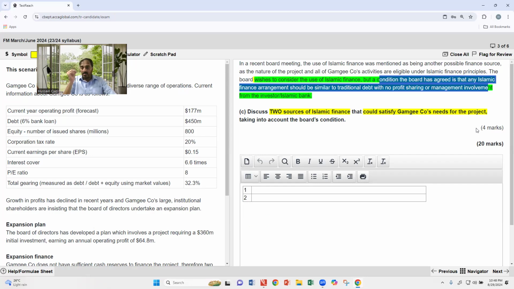Two sources of finance means each source carries 2 marks. For example, the first source of finance, Islamic finance, has 2 marks: 1 mark to explain it, and a second mark for the justification. This finance recommendation is parallel with the board's recommendation. This finance, just like traditional debt, does not affect profit sharing, and there will be no involvement of the investor or Islamic bank.